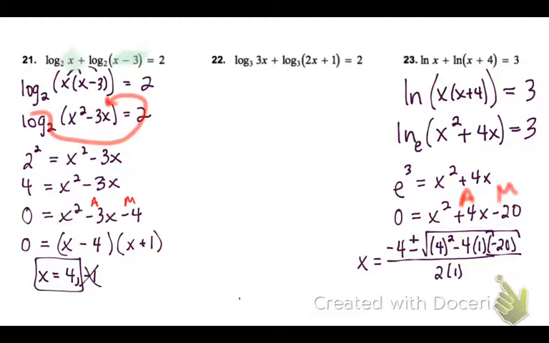Once I put this in my calculator and simplify it, I get x equals 2.9 and negative 6.9. Now note that negative 6.9 would make the inside of my log negative, so that's not going to be one of my solutions. My only solution here is x equals 2.9.